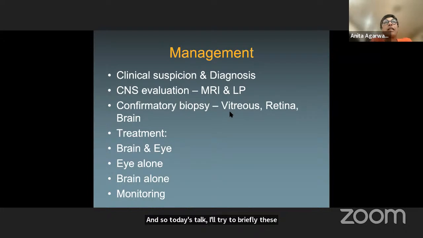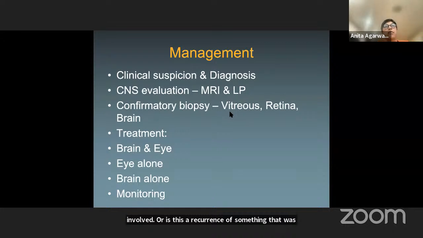The most important thing about CNS lymphoma is to make the correct diagnosis, and clinical suspicion and confirmatory biopsy are very important. Most of these patients present to us with eye findings. So it's mandatory to get them to see a neurologist, get an MRI of their brain, and possibly a lumbar puncture if the MRI is negative, and have a confirmatory biopsy either from the eye or from the brain. After this is done, the treatment depends on whether the brain alone is involved, the eye alone is involved, both brain and eyes are involved, or this is a recurrence of something previously treated.